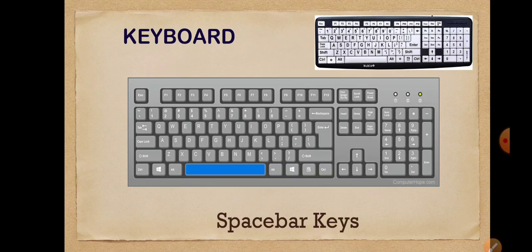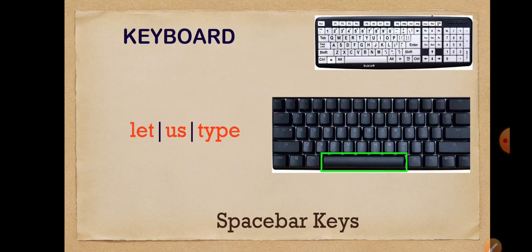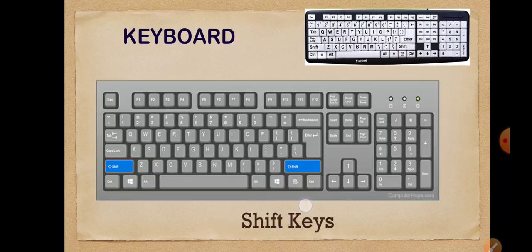Next is spacebar. As the name suggests, it is used to give blank space. Suppose I want to type let us type, but as you can see there is no space there. I will place my cursor 2 times, one by one. After let, then I will press spacebar. After us, I will place my cursor, and then I will again press spacebar. This way I'll get the space between my words. So spacebar key is used to give spaces between the words.